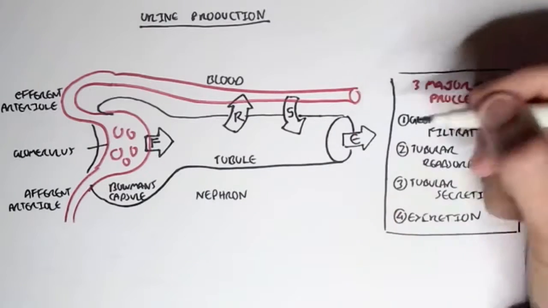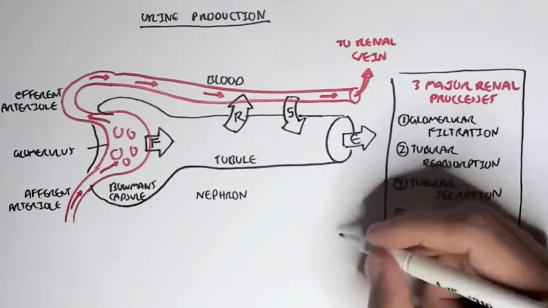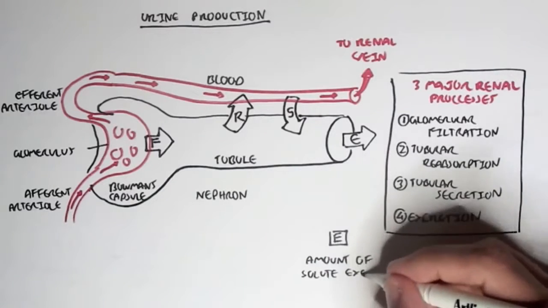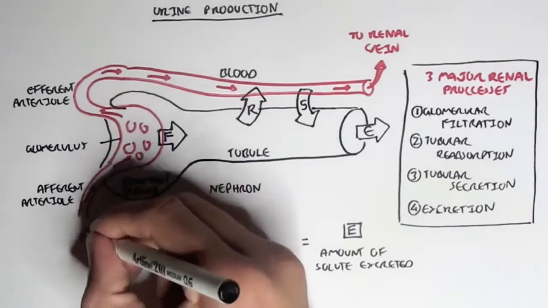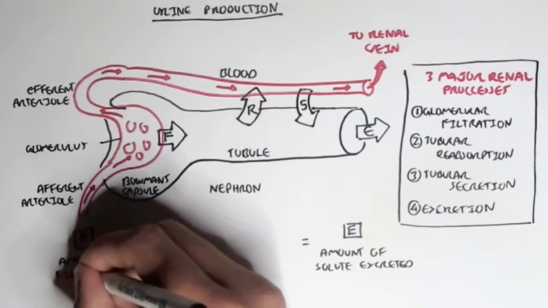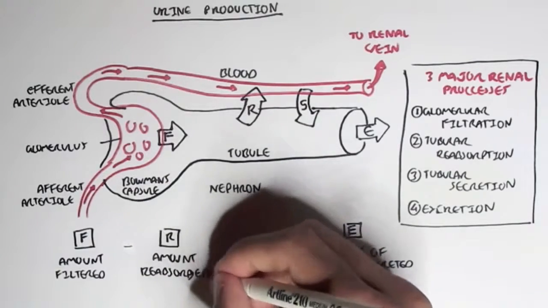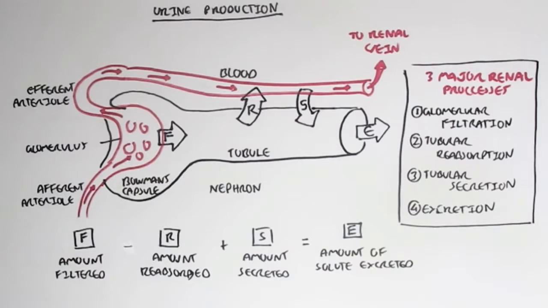So what amount of substances is actually excreted out of the body? To find this, let's find out the amount of solute excreted, the amount of substances excreted. To calculate this, first of all, we just have to find out the amount filtered, the amount actually filtered, minus the amount reabsorbed by the body, and then we have to add the amount secreted by the body. And this will give us the amount of solute excreted.